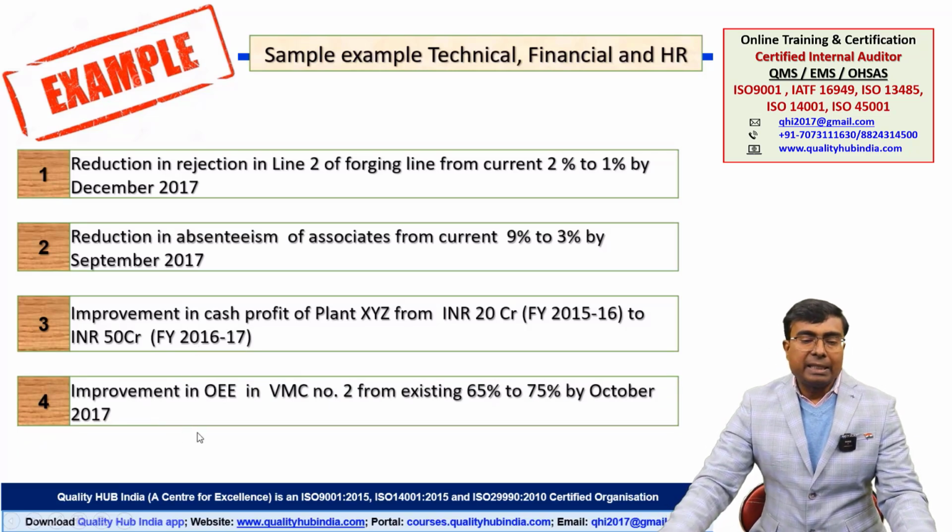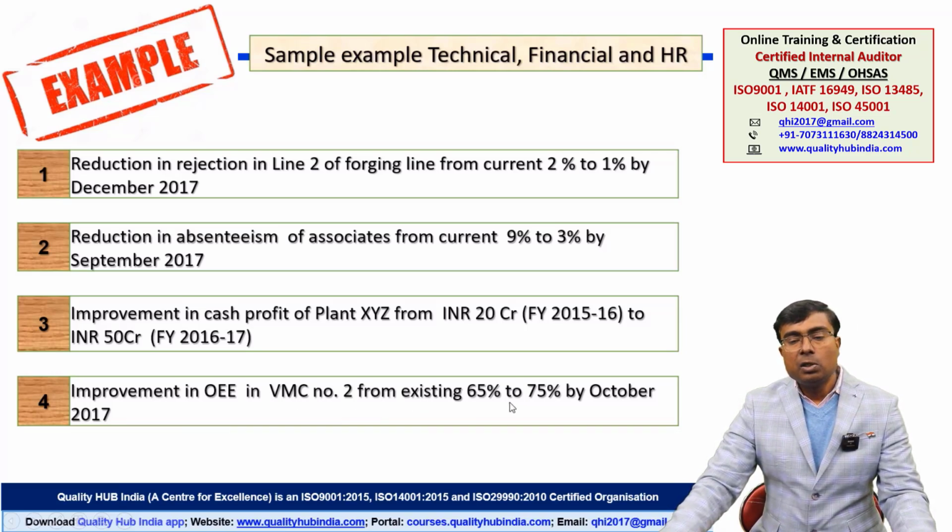And the fourth one is a technical example again. Improvement in overall equipment effectiveness in vertical machining center number 2 from existing 65% to 75% by October 2017. So we can see over here, again this is a SMART example because specific areas are mentioned, measurable terms are also there, numbers are there from current level to what level they want to go, and target is also there, and this is also relevant to the business.